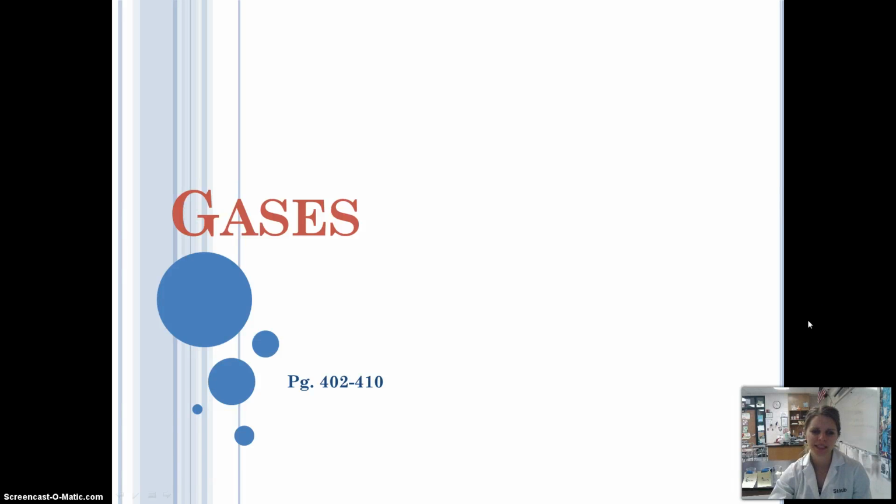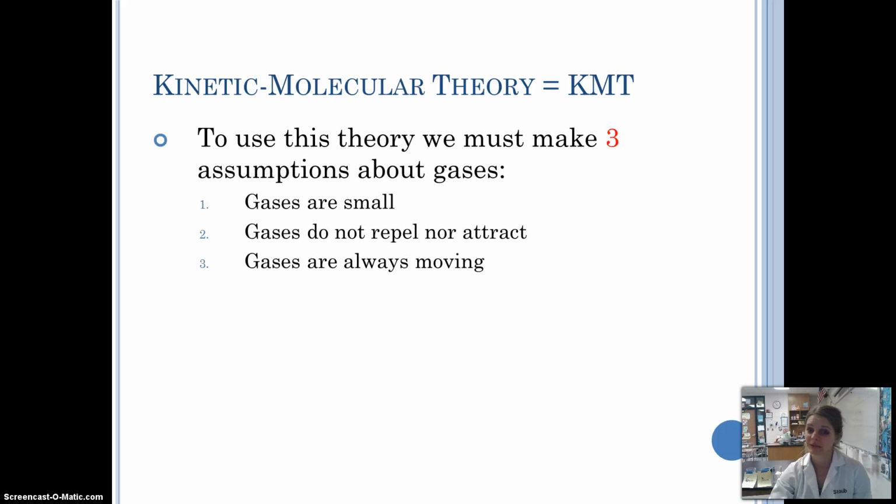Hi there, we're looking at gases today. You've already read in your textbook, or a textbook looking thing. Your textbook doesn't do as stellar of a job as this textbook does, so I found this one, about the 3 assumptions of the kinetic molecular theory: that gases are really small, they don't repel nor attract each other, and they're always moving. So those 3 things you've already covered.